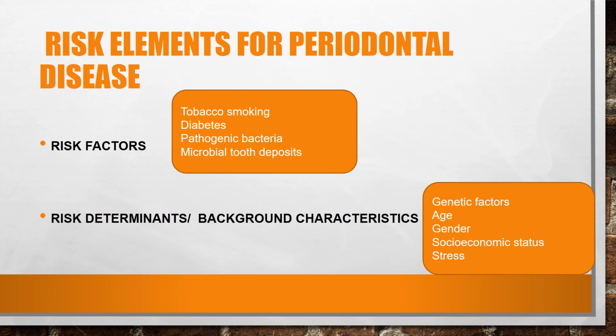Risk elements for periodontal disease. The first one is the risk factors. Under that, we have several factors: tobacco smoking, diabetes, deficiency of vitamin C, pathogenic bacteria, microbial tooth deposits. As we said before, these can be modified. And risk determinants or background characteristics are the risk factors that cannot be modified, for example genetic factors, age, gender, socio-economic status, stress.